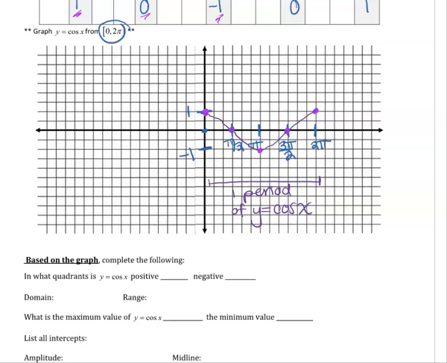So when we pay attention to where the graph is positive, it looks like we're positive between 0 and pi over 2, or 0 and 90 degrees, which would be quadrant 1. But then we're also positive, or above the x-axis, between 3 pi over 2 and 2 pi, or 270 and 360, which would be quadrant 4. Now again, that should make sense because based on our ASTC chart, we know cosine is positive in quadrants 1 and 4. So visually, that's why that's corresponding. It is negative, though, between pi over 2 and 3 pi over 2, which is quadrants 2 and 3.